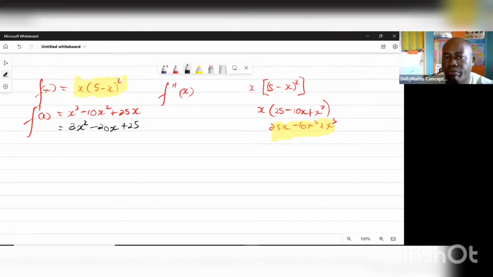So the bottom line is that that's the first derivative. We're going to go again for the second derivative. So 3 times 2, that is 6x, and then the negative 20x becomes negative 20. So that is actually our second derivative right there. So let's look at the next question.